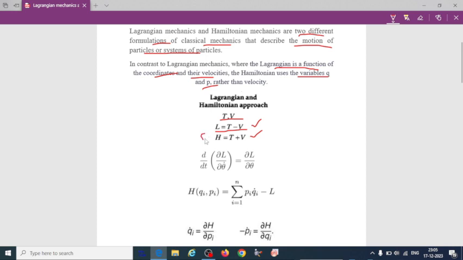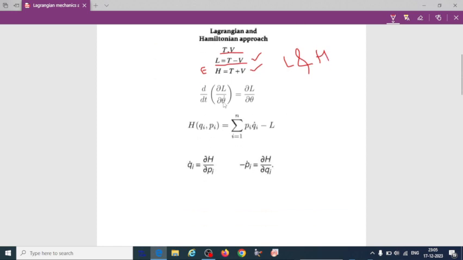If we want to solve problems related to Lagrangian and Hamiltonian, you must remember these equations. Very important. These are the equations helpful to solve any problem related to Lagrangian and Hamiltonian. This is the equation related to Lagrangian: d by dt of dou L by dou theta dot is equal to dou L by dou theta. And Hamiltonian is given by this equation.